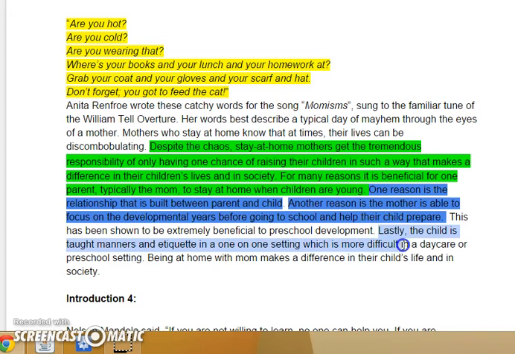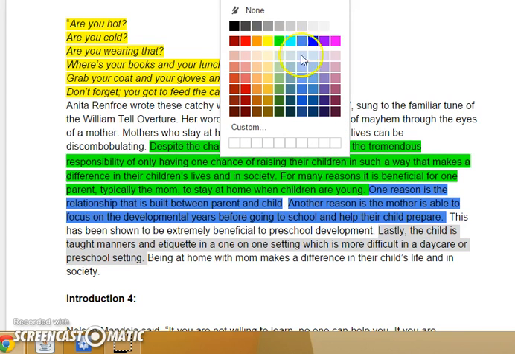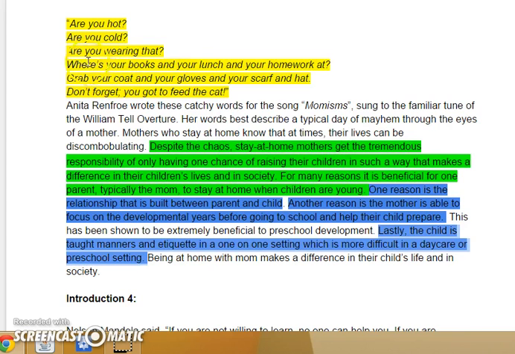So here we go. Right here in this sentence, it kind of gives us that with the transition word of lastly. So we know we can locate the hook, the claim, and the three areas that are the reasons.